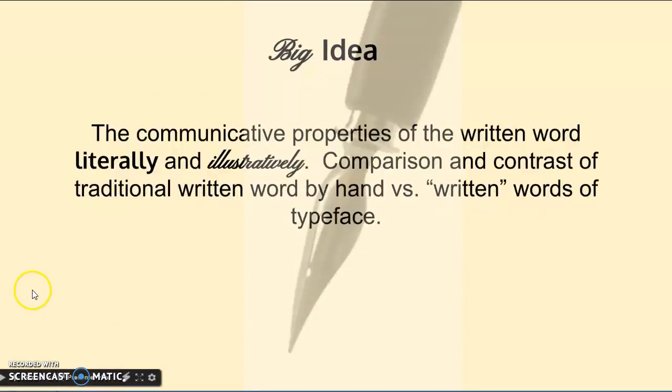Big idea: the communicative properties of the written word, literally and illustratively. Comparison and contrast of the traditional written word by hand versus written words of typeface. Written is in quotation marks there because obviously when you're using typeface, you're not physically writing, you're typing. And that's something that I want them to look at. What does it mean to write? Is writing just a physical action, or is it a word that stands for the symbology of putting words to a surface, etc.?